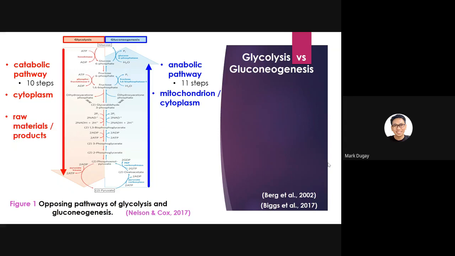So the raw materials and products of each pathway: glycolysis starts with one molecule of glucose and ends with two pyruvate molecules and a total of four ATP molecules and two NADH molecules. Whereas gluconeogenesis requires pyruvate and converts it into glucose.